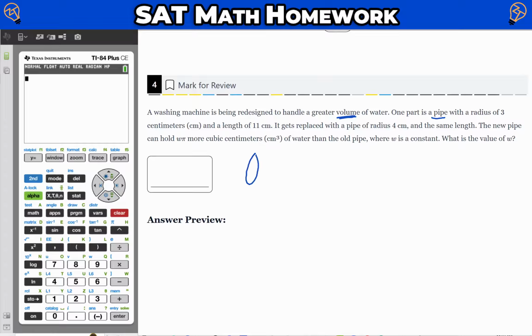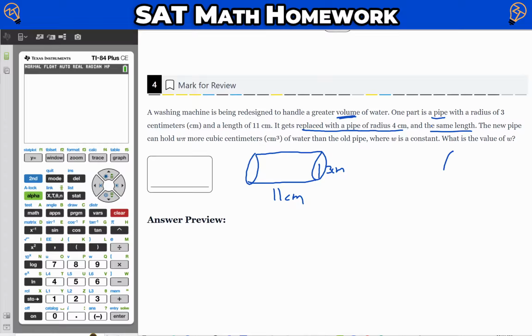So, I'm going to try to draw a cylinder here. Please don't judge me. I'm not the best at doing these kinds of sketches. But they say that one part of the pipe has a radius of 3 centimeters, and then the length is 11 centimeters. Now, it's being replaced by a pipe which you can see has a larger radius but the same length.